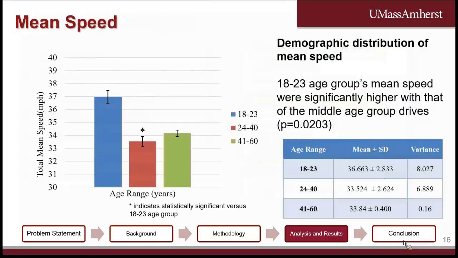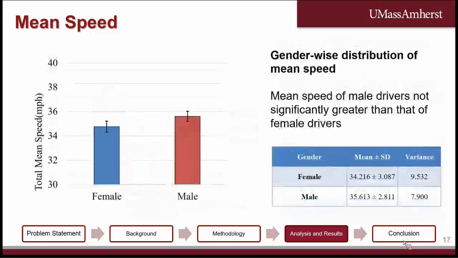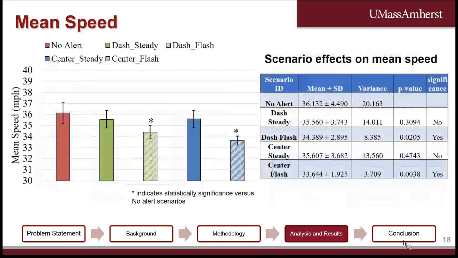As we see, for the first measure here, the results look like this. For the age group of 18 to 23, mean speed is significantly greater than the age group of 24 to 40. While the gender-wise analysis stated that there is no significant difference between male and female, this actually aligns with the EverDrive Safe Driving Report of 2018, which stated that male and female drivers have similar driving scores.